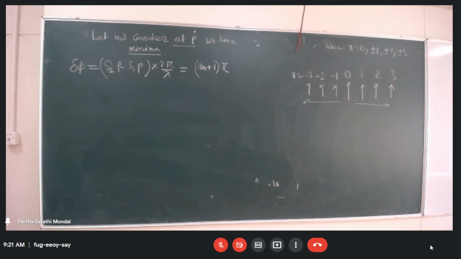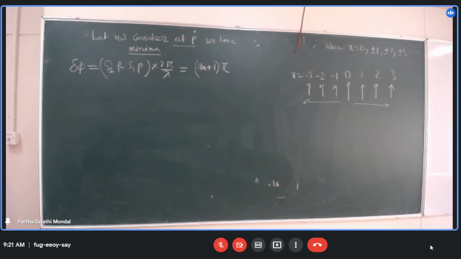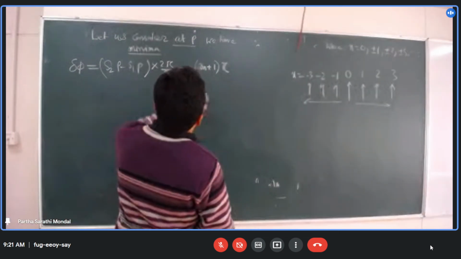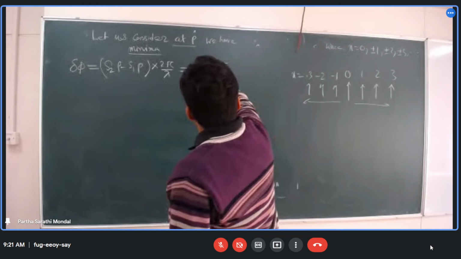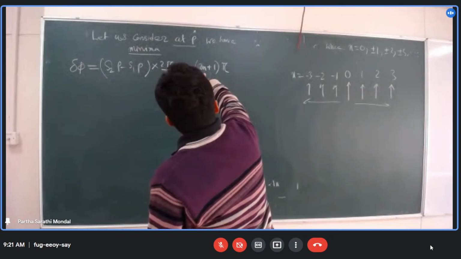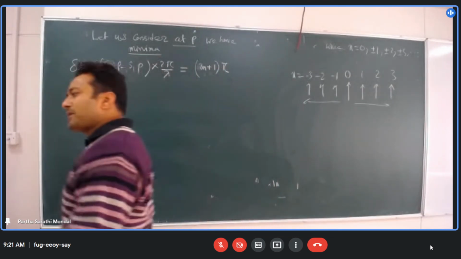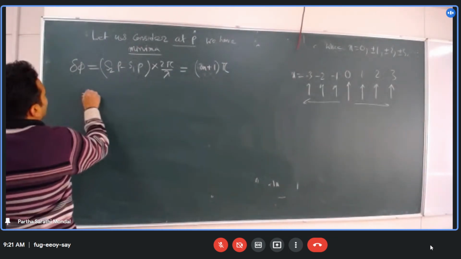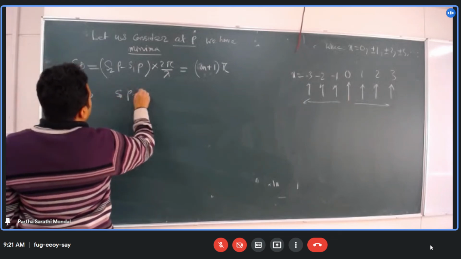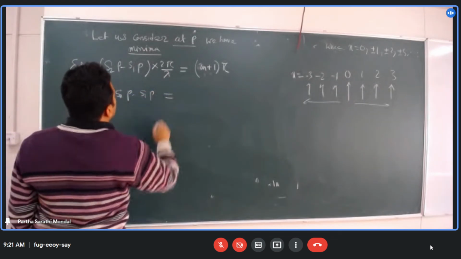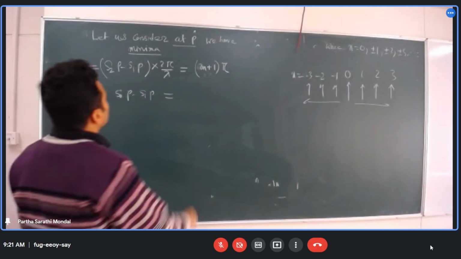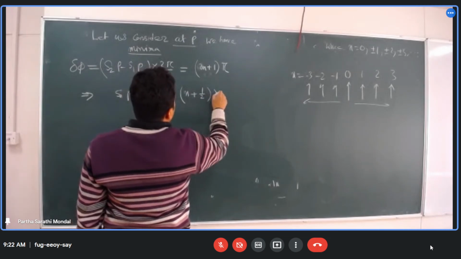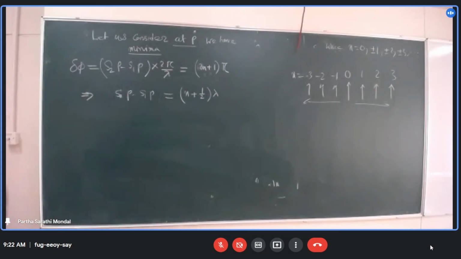Sir, there it can also be 2n-1. Yes, obviously no problem. For minus value you will get plus, plus value will get minus, same. They are constant, no problem in that. So that means you can have S2P minus S1P equals to, what will it be, (n plus half) into lambda, right?